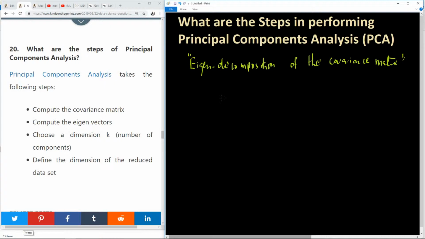Okay, so let's say you have the data set given as a vector x of items. The covariance matrix is given as cov x is the same as x transpose x, right? So the first step is obtain the covariance matrix x^T x.